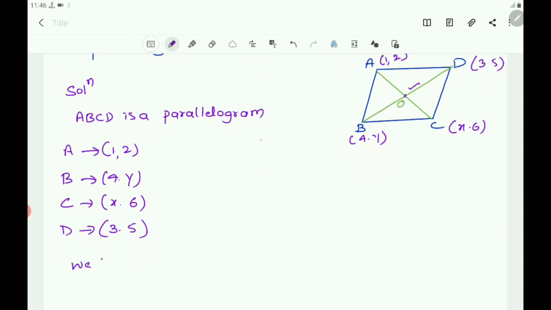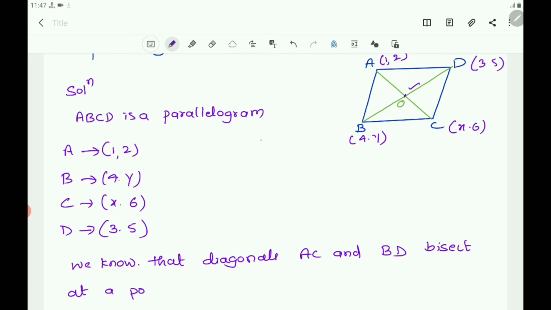We know that diagonals AC and BD bisect at a point O. Therefore, O is a midpoint of both AC and BD. O is a midpoint of both AC and BD.